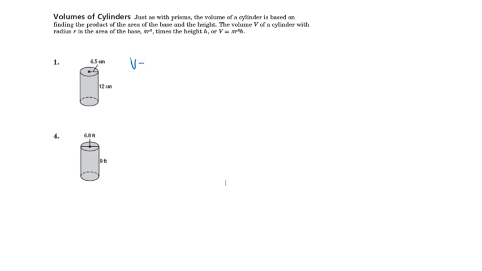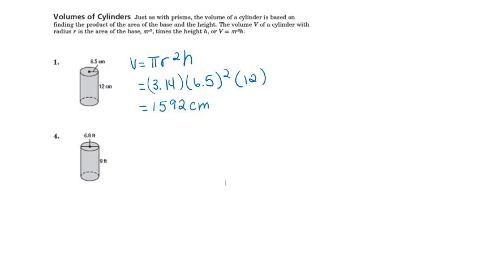So volume equals pi r squared h, so 3.14 times 6.5 squared times the height, which is 12. When I do that, I get 1,592 centimeters cubed. Because again, it's 2 radiuses and a height, so that's 3 dimensions.